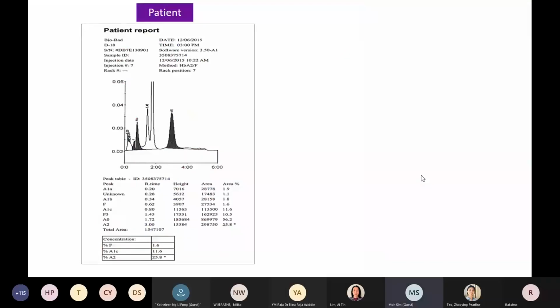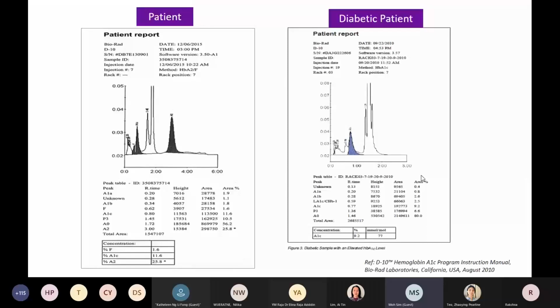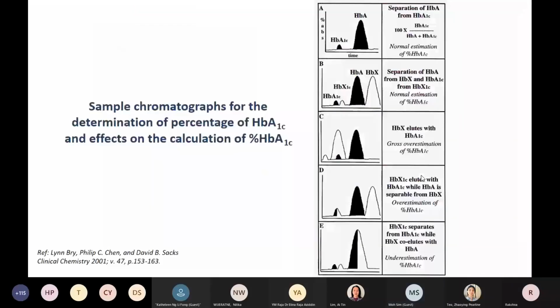This is her chromatogram. And if you compare it with that of a diabetic patient, you'll notice that she actually has an additional peak. So what is triggered here is, does this patient have a hemoglobin variant? So how do hemoglobin variants actually affect HbA1c? So these are sample chromatographs.